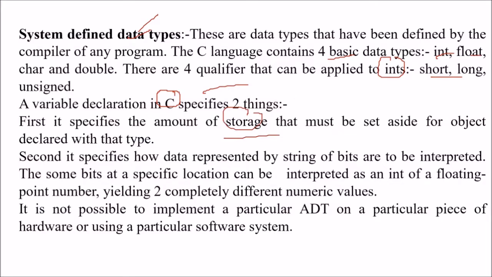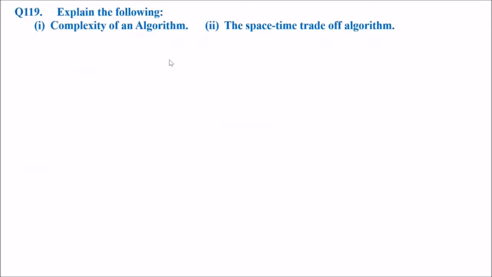This is very important. Second, it specifies how data represented by strings of bits are to be interpreted. The same bits at a specific location can be interpreted as an int or a floating point number, yielding two completely different numeric values. So it is not possible to implement a particular ADT on a particular piece of hardware or using a particular software system.